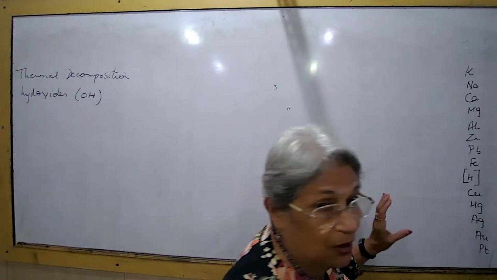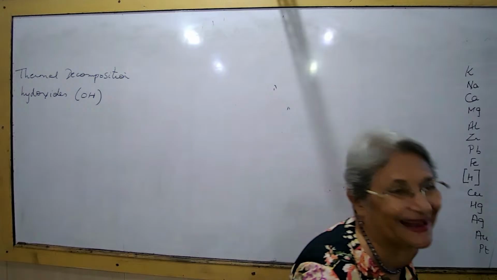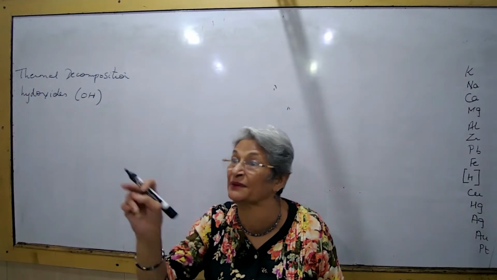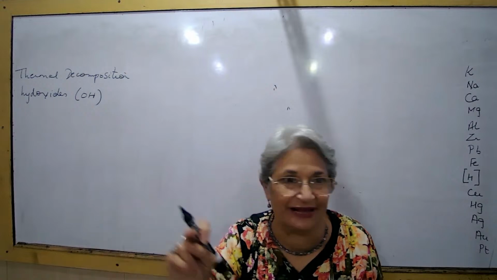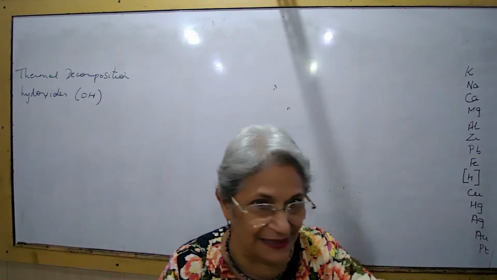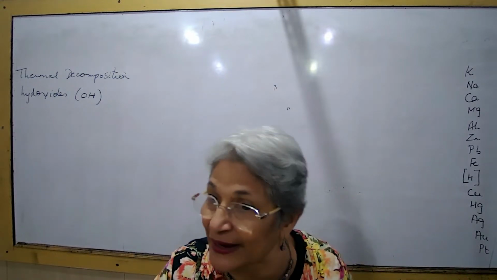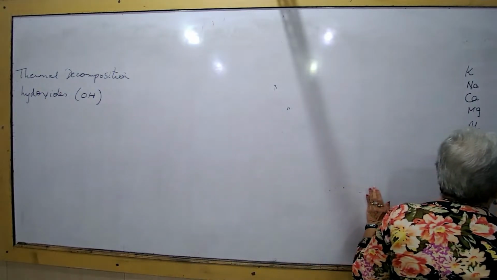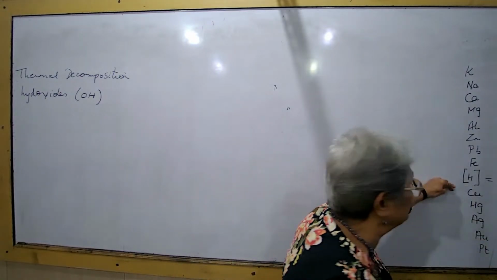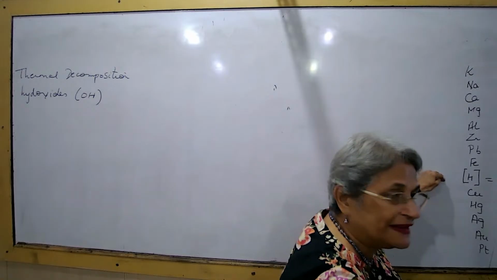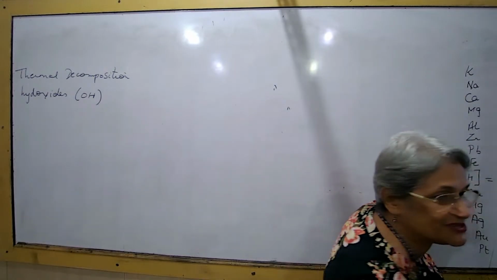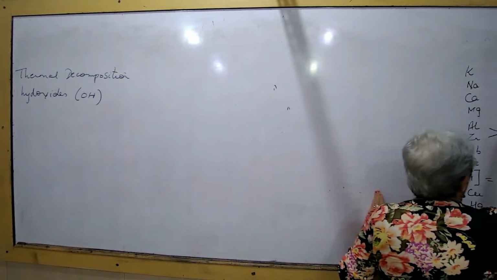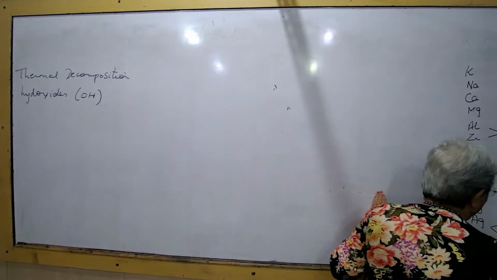Now, why is hydrogen put in brackets? Because it's a non-metal, but it behaves like a metal because it donates electrons. Metals donate electrons, so it donates an electron, and its reactivity is equal to 1. So the reactivity of those above hydrogen will be greater than 1, and for those below it will be less than 1.